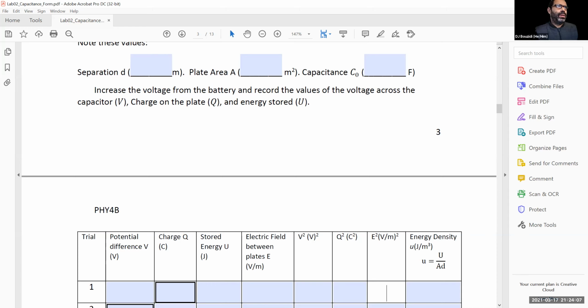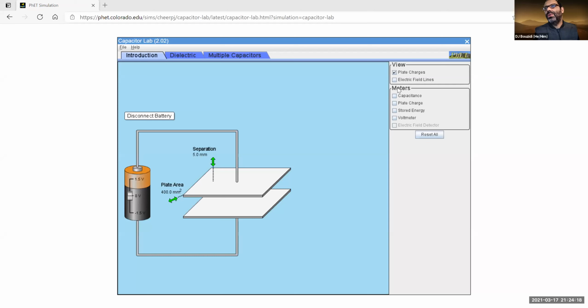Okay, so let's go back. Let's stop sharing the screen, and let's share the PhET simulation. So we need the capacitance, because it asks us to find that too. Right now, this is what it says. I know you calculated yours, but you need to compare it to these numbers at the end, okay?